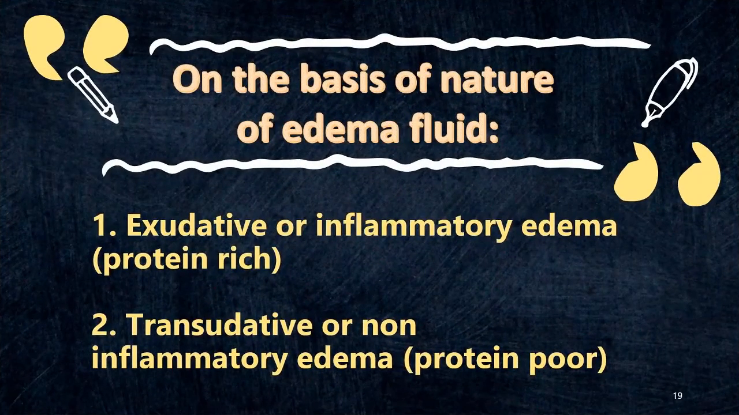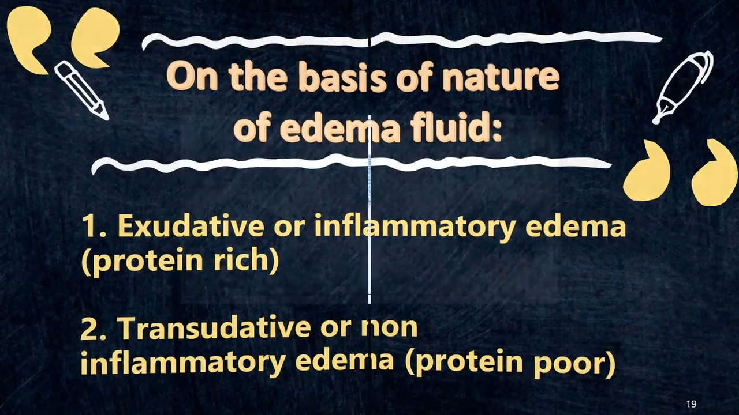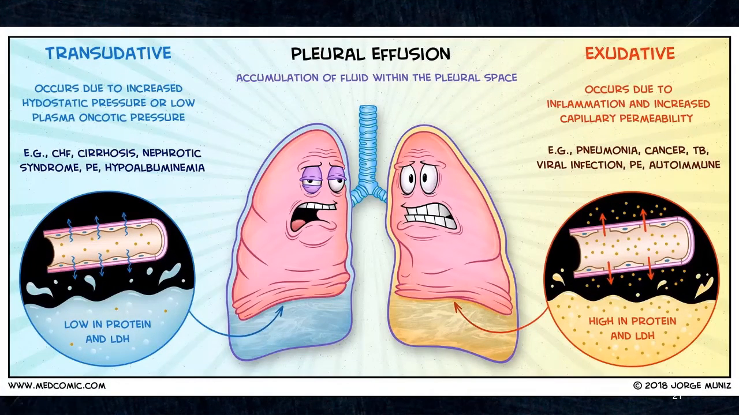Okay. On the basis of nature of edema fluid, we can say there are two types, exudative or inflammatory edema, and second, transudative or non-inflammatory edema. And the basic difference is exudative fluid or exudative edema is protein rich and transudative is protein poor. Okay, so here's a figure. This figure shows transudative edema occurs due to increased hydrostatic pressure or low plasma oncotic pressure. That's why low protein can come out of the vessel. So the edema contains low protein, and LDH also. For example, congestive heart failure, cirrhosis, nephrotic syndrome, hypoalbuminemia, etc.